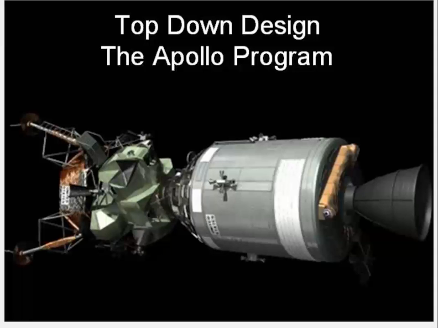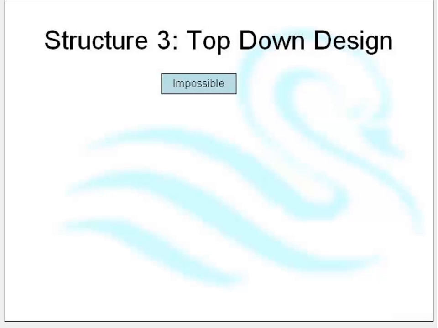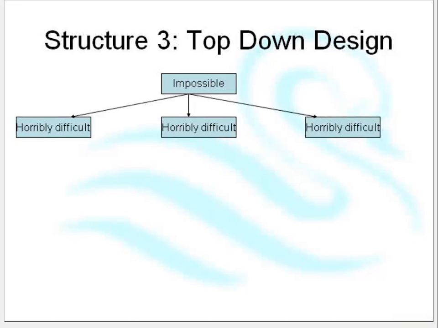So one of them said, hang on, there is a method, there is a way of doing the impossible. And he said, this is what we do. It's called top-down design. Firstly, you take the impossible. Then you can't do the impossible, but you break the impossible down into what it consists of. So you break the impossible into horribly difficult. So now instead of one impossible task, we have 3 horribly difficult tasks.